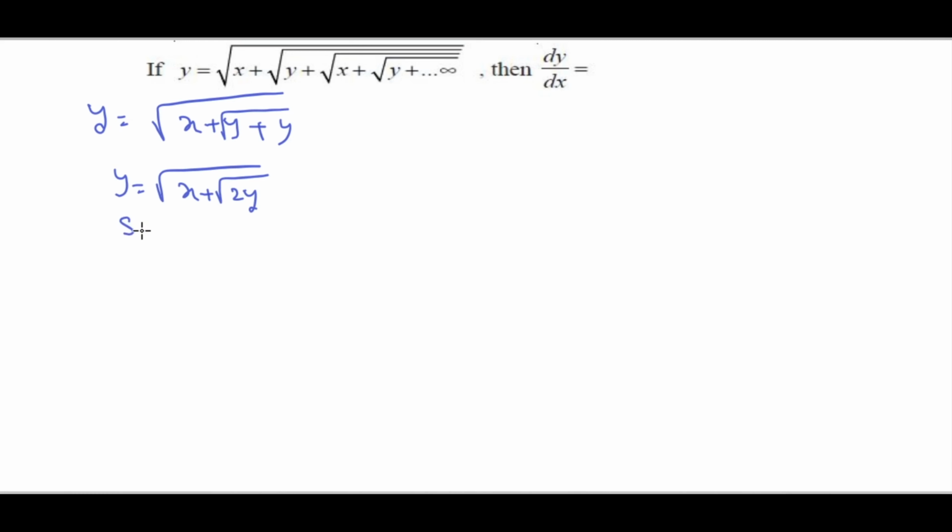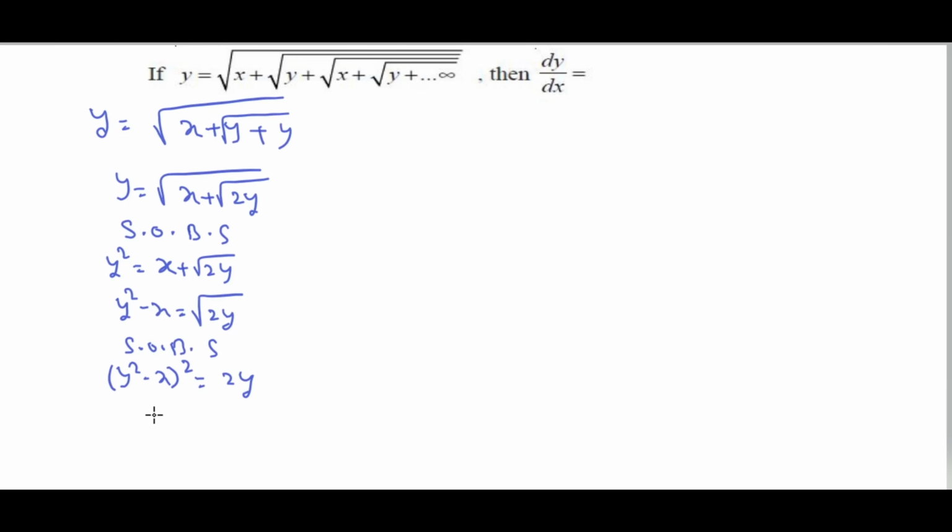So take squaring on both sides, that is y square is equal to x plus under root of 2y. So y square minus x is equal to under root of 2y. Again squaring on both sides, y square minus x whole square, that is equal to y to the power of 4 plus x square minus 2xy square is equal to 2y.